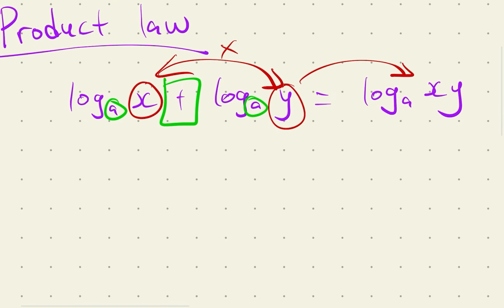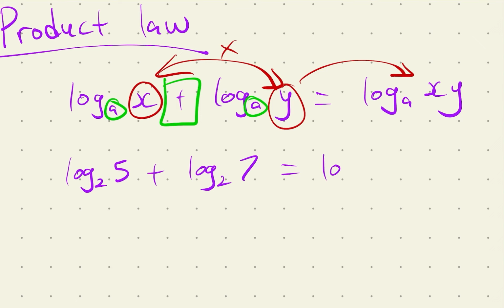One example we can do right now is log base 2 5 plus log base 2 7. So this will give us 5 times 7, which will give us log base 2 35.